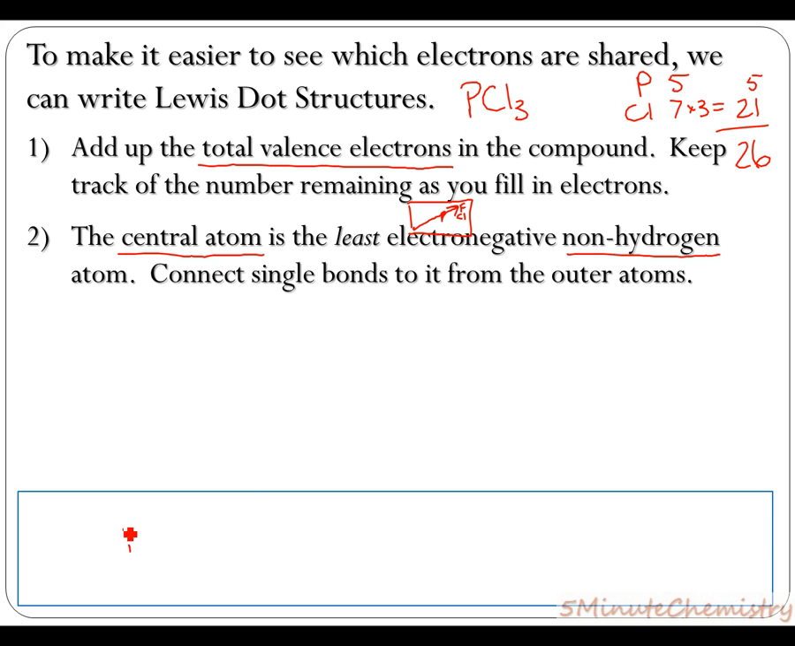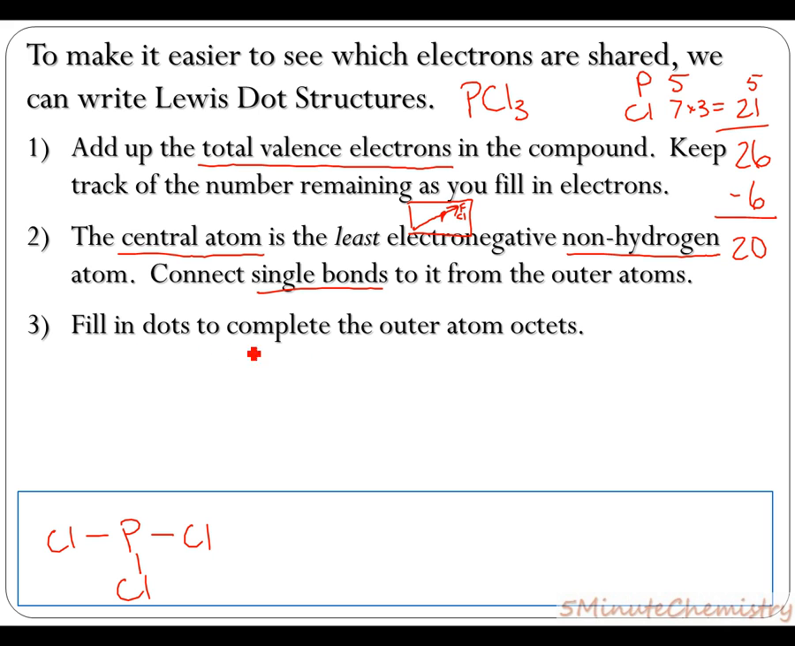So I will start by drawing in my phosphorus as the central atom. Chlorines are going to flank it on both sides, and a third chlorine down on the bottom. As part of this step, once we've identified the central atom, we begin placing electrons by connecting single bonds to that central atom from the outer atoms. So I'm going to draw 1, 2, 3 bonds. Each bond houses 2 electrons, so 3 times 2 is 6 electrons that we just placed. Subtract those from our total, and we're left with 20 electrons.